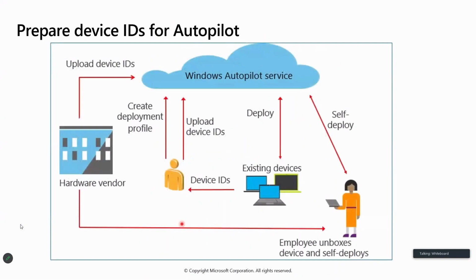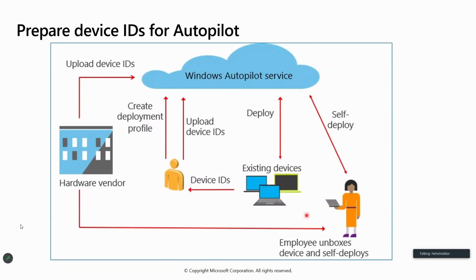Okay, so that's just showing us the overall process. A hardware vendor can upload device IDs on our behalf. Alternatively, the administrator can upload device IDs. The administrator might extract from existing devices, create a device ID, and upload it. The administrator creates a deployment profile. So this is my Autopilot deployment profile. And then a user, for example, could get the brand new device shipped to them. IT never sees it, and they open it up, and it'll go through and do the Autopilot self-deployment.